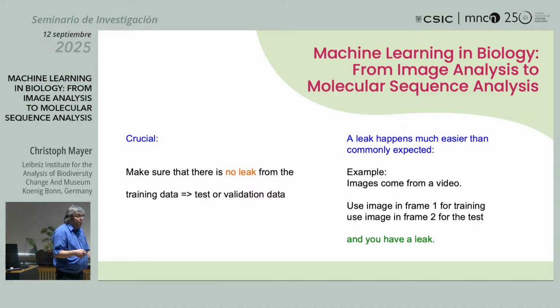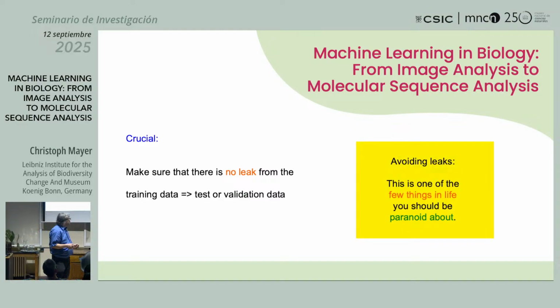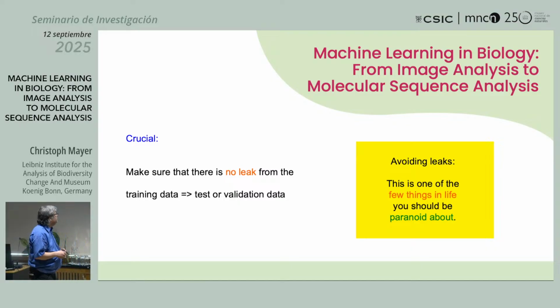Just take this example here. We have images in a video, and you take frame 1 for the training and frame 2 for the test. Probably not much has changed between frame 1 and frame 2, but you quickly have a leak from the training to the test or vice versa by this. I've seen many cases before, and you have to be really careful about this. So avoid leaks. This is one of the few things in life you have to be really paranoid about, that there is leak between these data sets.